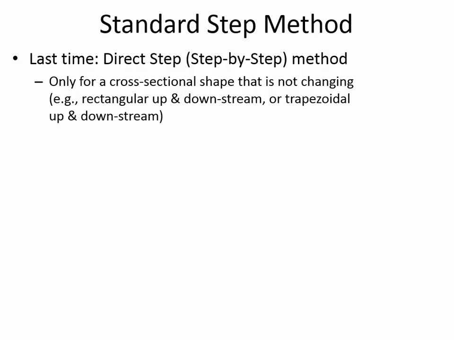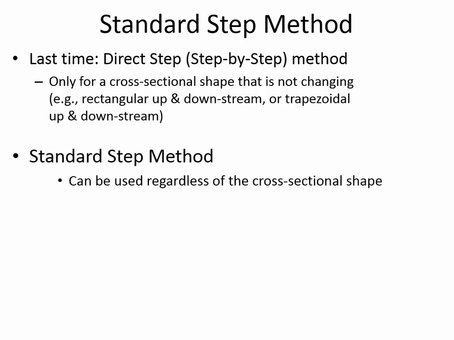So the step-by-step method and the numerical integration method, which we just talked about, are limited to where the cross-sectional shape isn't changing. The standard step method can be used when you've got a changing cross-section. And so the types of computer programs out there that automate this, they use the standard step method. Because out in the real world, rivers are changing width, and they are changing shape.